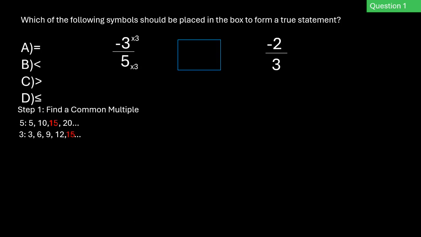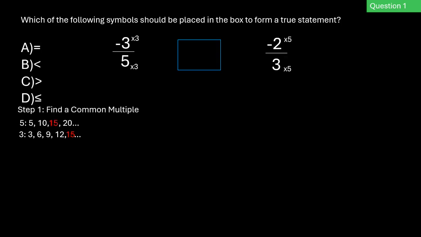Let's do the same thing to our second fraction. To get this denominator to be 15, we would have to multiply by 1, 2, 3, 4, 5, because of course 3 times 5 is 15. And remember, whatever you do to your denominator, you do to your numerator as well.